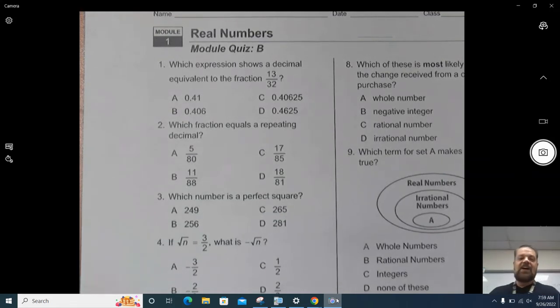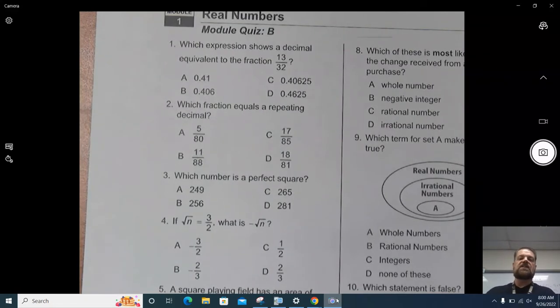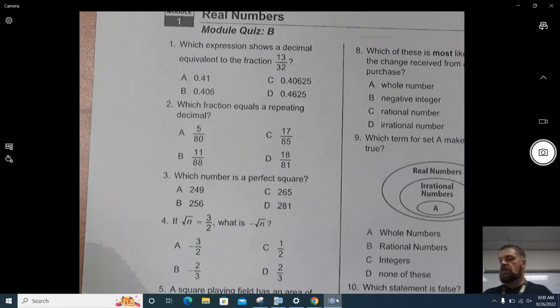All right, stop. It says, which expression shows a decimal equivalent? 13 over 32.